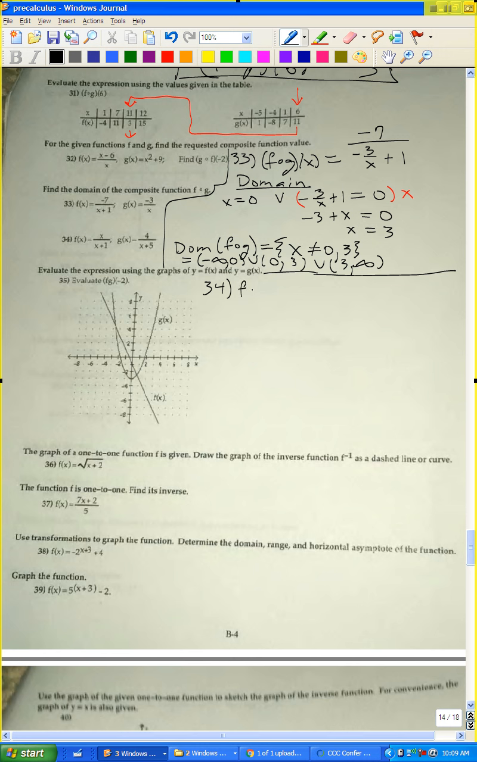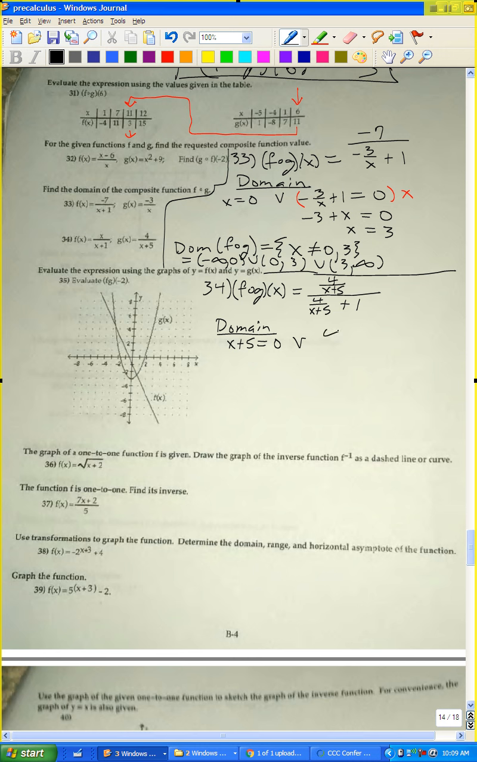F composed with G at x. So wherever I see an x in F, I replace x by the formula given by G, 4 over x plus 5. So I have x, 4 over x plus 5, divided by x, 4 over x plus 5, plus 1. So I want to find the domain. So I set the denominator to 0. Well, x plus 5 to 0.